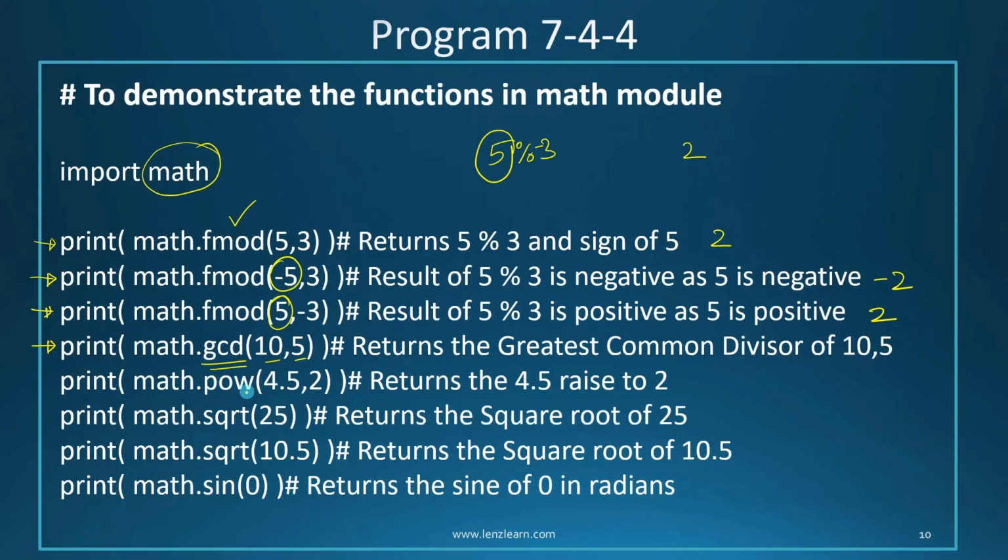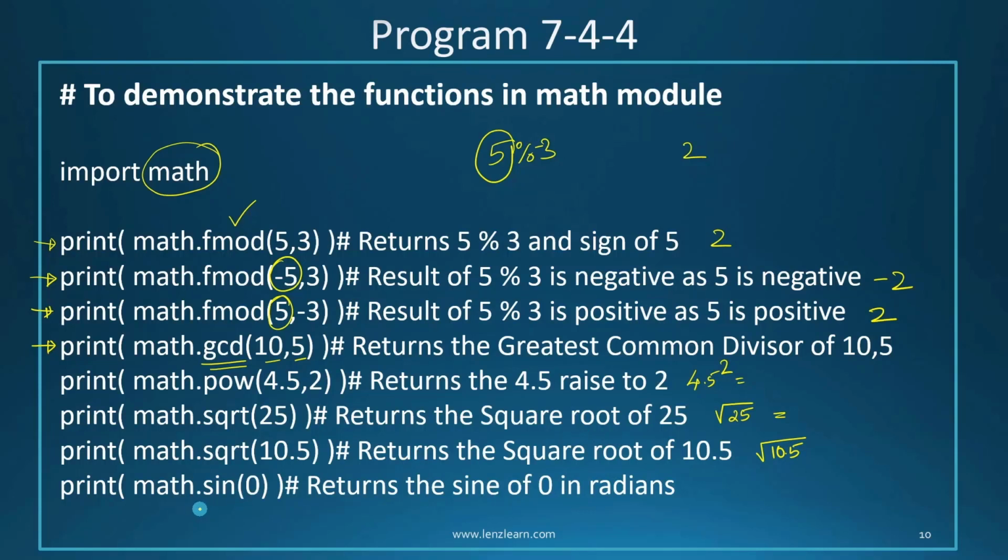Now we have the pow function here, 4.5, 2. This function will find the result of 4.5 raised to 2 and print the value. After that we have the square root of 25. So this will find the square root of 25 and the result will be printed out. We can also print the square root of a floating point number, so it will find the square root of 10.5 and give the result.